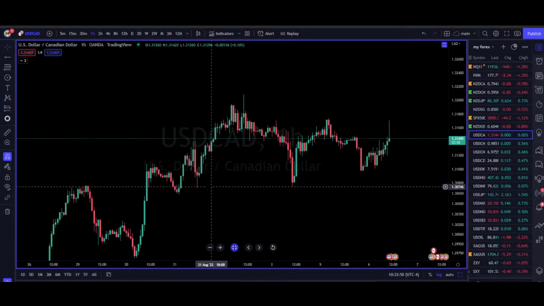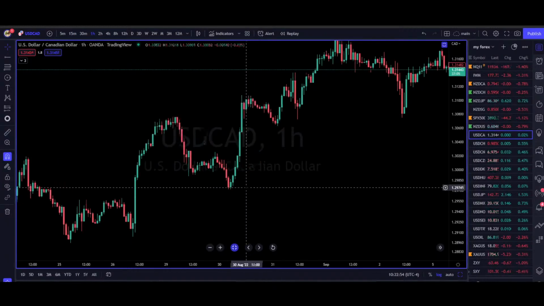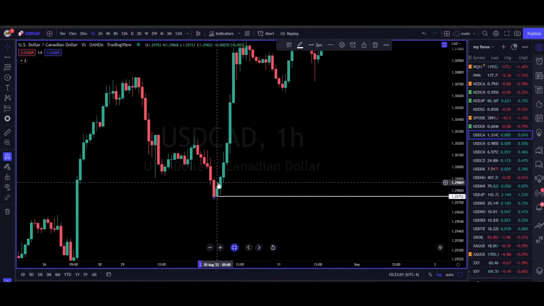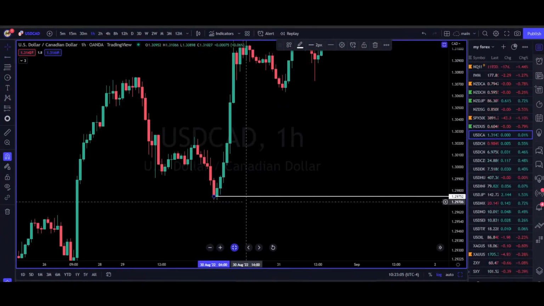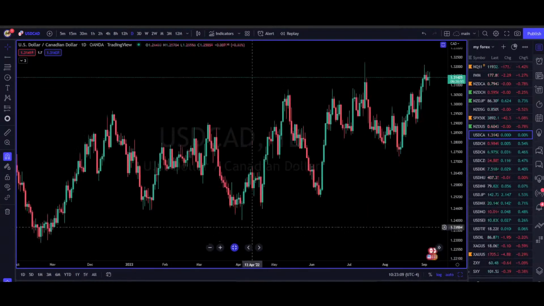This was our entry the other day, right here. That's what we were looking for, but we just did not get our entry. Our entry was here. We were praying that this candle got down there, and it just didn't. So we just missed it. But as of right now, EURCAD or USDCAD looks like this.